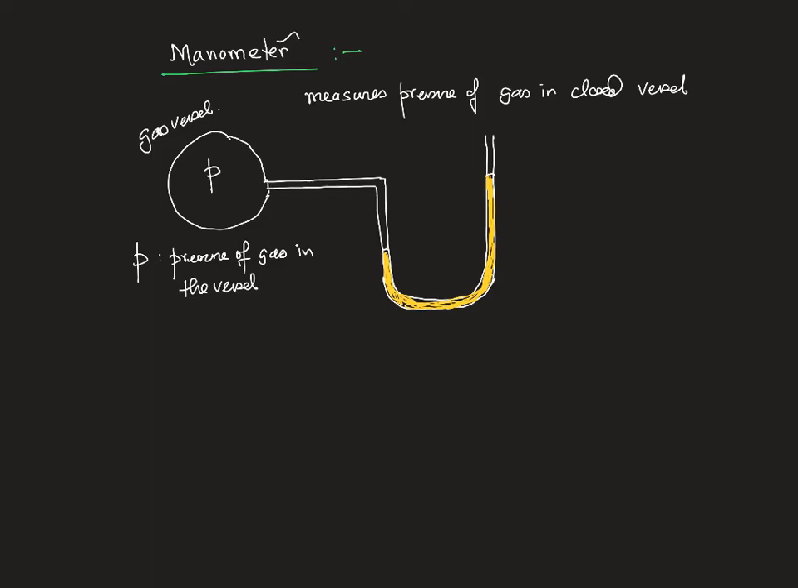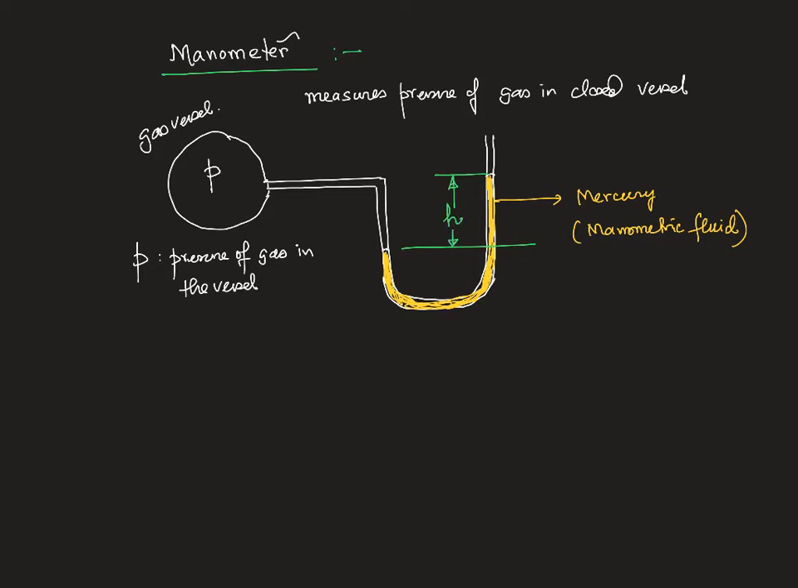That is it. So this is mercury, and generally this is known as the manometric fluid, the fluid that is used for the manometer to function. Manometric fluid. And say the difference in the height happens to be H.